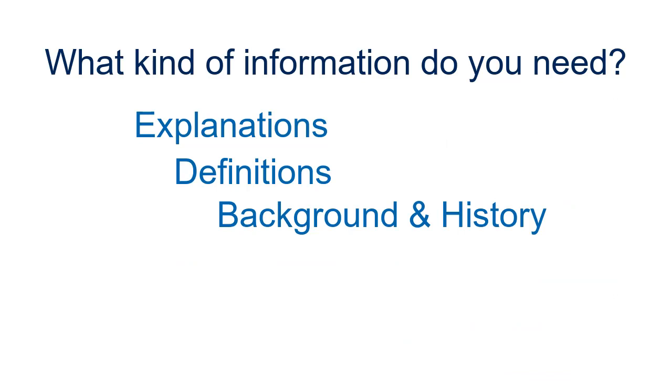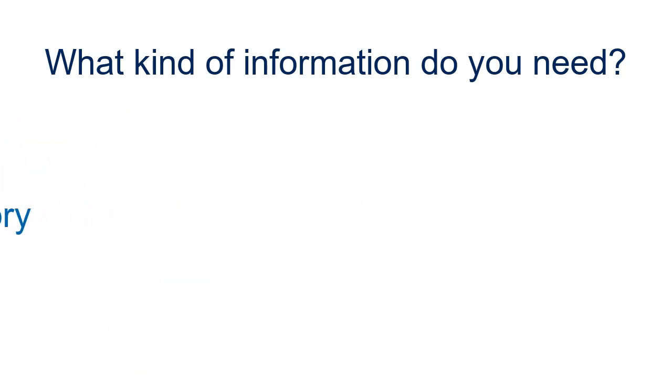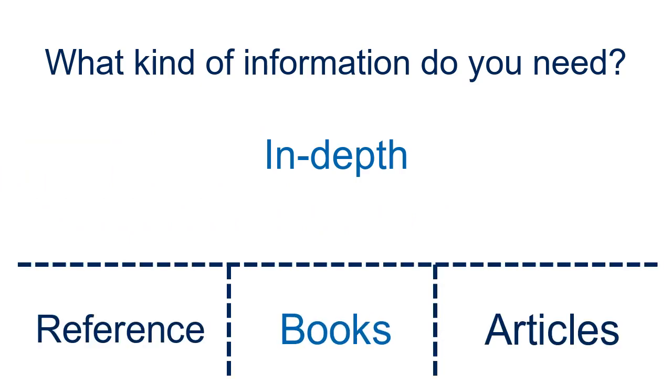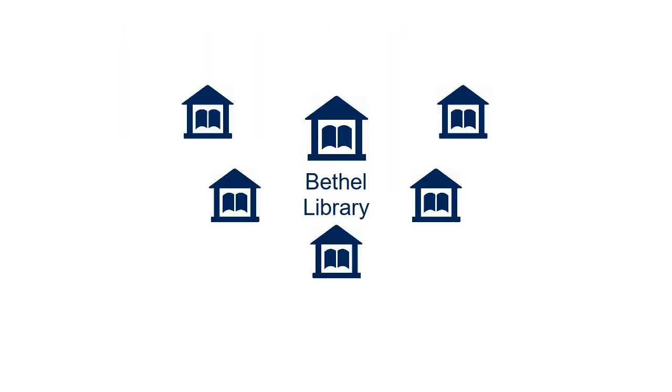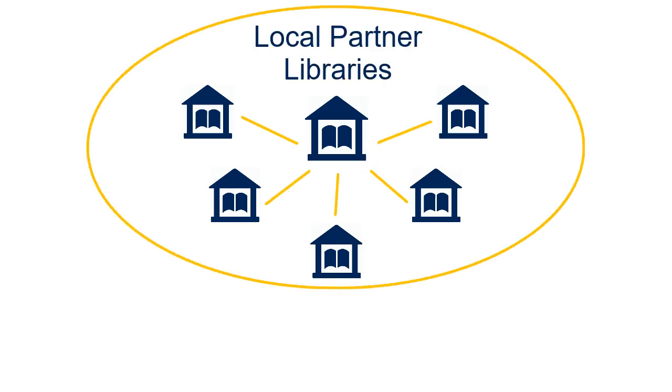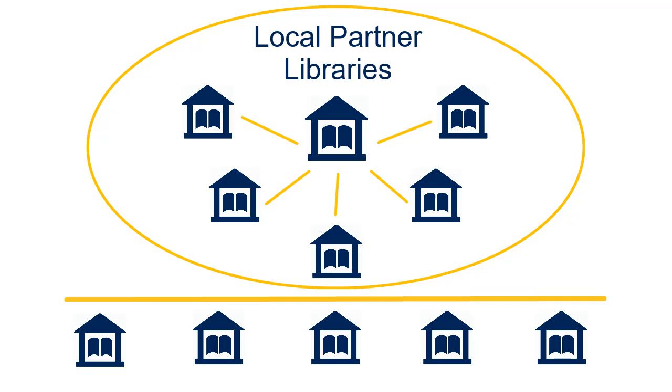General facts and concepts are a great starting place, but for most research projects, you'll also need more in-depth information on parts of your topic that you're focusing on. Books and ebooks provide this in-depth information. To find books and ebooks through Bethel's library, it's helpful to think of them as being in one of three places. There are the books in Bethel's own library, those in our consortium, or in other words, our local partner libraries, or those in libraries outside of our system, so libraries across the state or even across the U.S.